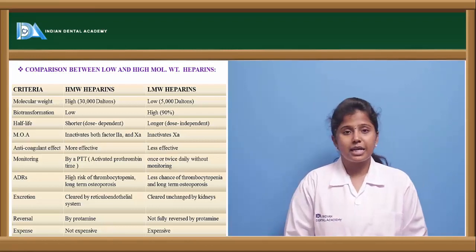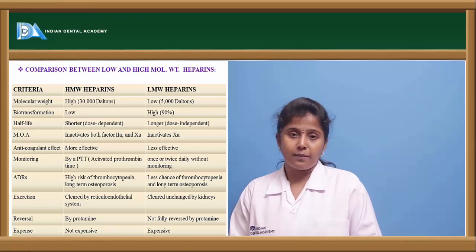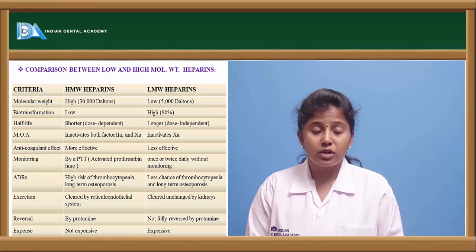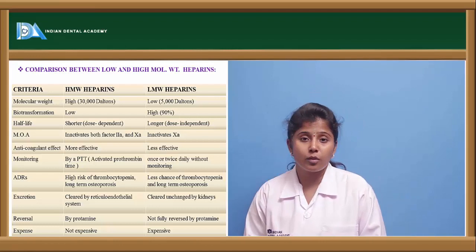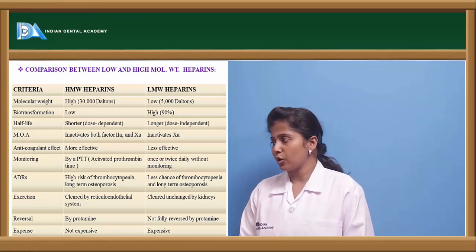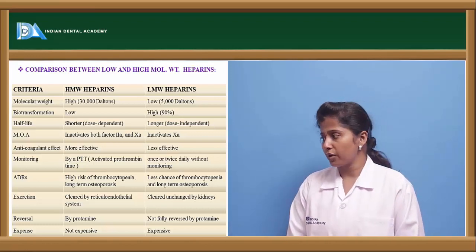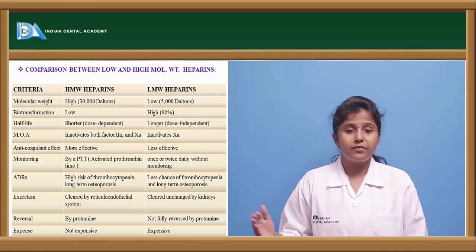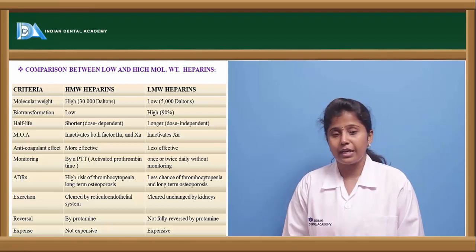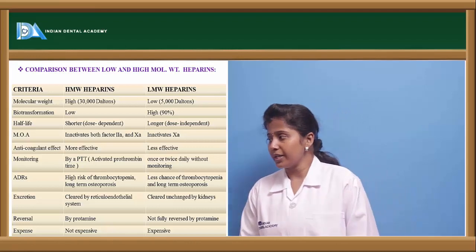And the adverse drug reactions with high molecular weight heparin include thrombocytopenia. As these reduce the clot formation, thereby the thrombocyte count is reduced. On higher doses it may lead to thrombocytopenia, and on long term usage it may lead to osteoporosis. And if we see the adverse effects of low molecular weight heparin, they have fewer adverse effects when compared to high molecular weight heparin.